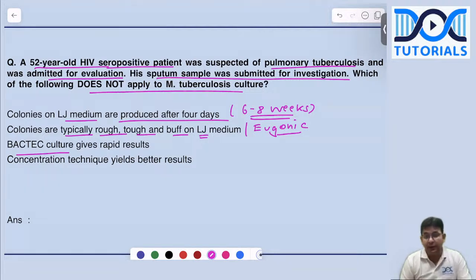Then the rapid blood culture methods: BACTEC and BacT/Alert. They give rapid results. Not exactly the results, but they definitely give a hint rapidly. BACTEC and BacT/Alert.